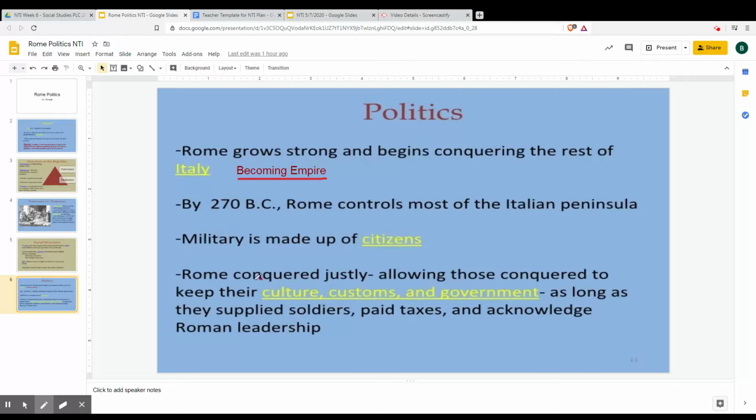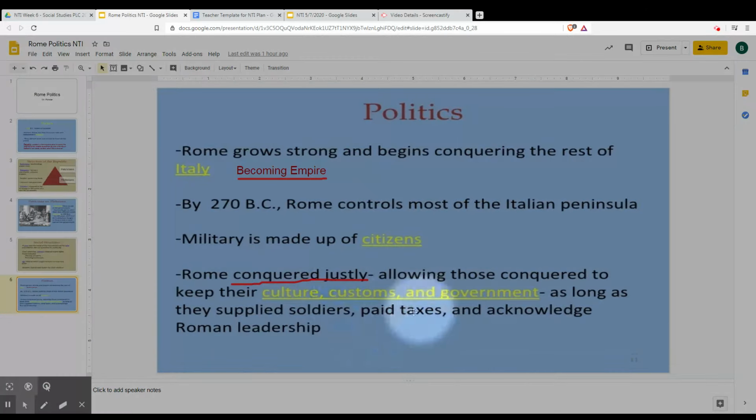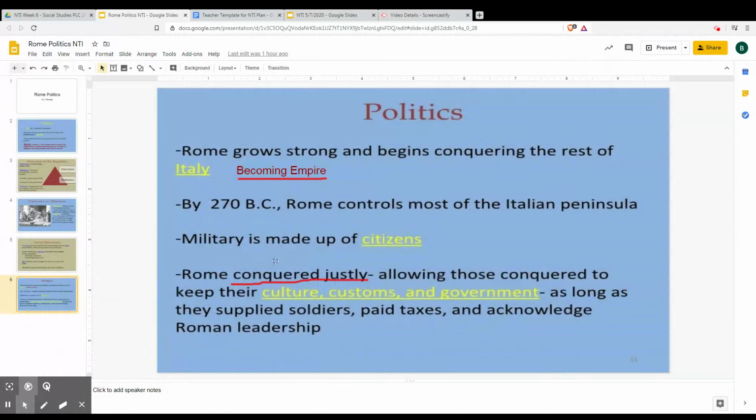And at first, the Roman Empire conquered people justly, which just means that they were kind to their conquered people, but eventually the conquered people become slaves. So at first, they allowed the conquered people to keep their culture, customs, and government as long as they supplied soldiers, paid taxes, and acknowledged Roman leadership. So this was very similar to the Persians' method and the Zoroastrianism that they practiced.